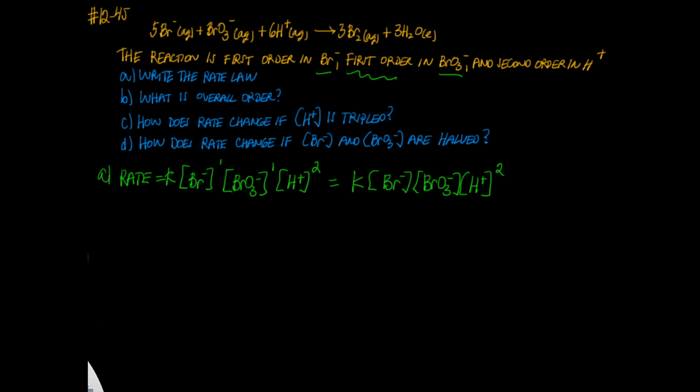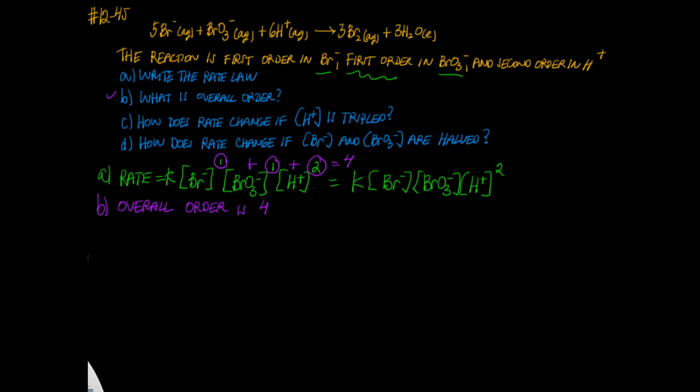Okay, so part B now asks what is the overall order, and that's just the sum of the individual orders. Okay, so 1 plus 1 plus 2 is 4. So the overall order is 4. Or we say that it's a fourth order reaction, okay?